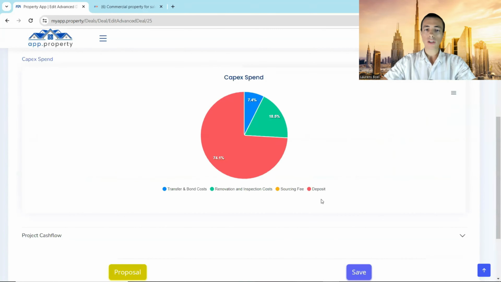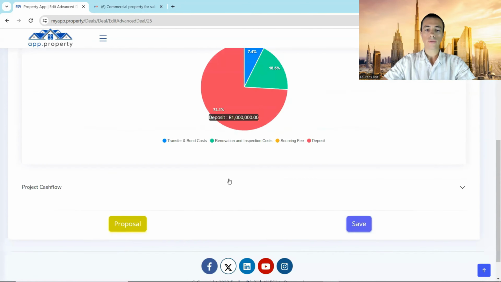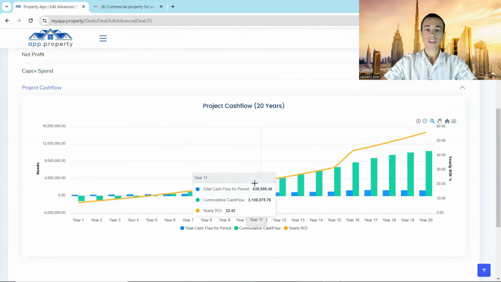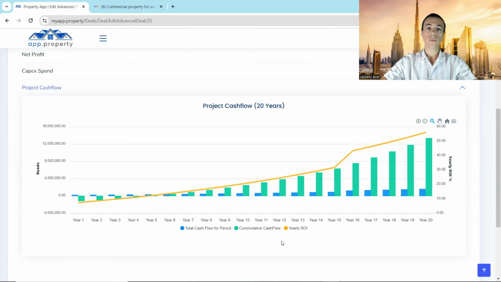Your capex spend is showing you where most of your capital outlay is going. So obviously your deposit is the biggest portion of the pie, followed by renovation and then your transfer fees. And then the last graph is your project cash flow. So you can see here how your project will do on a cash flow basis year on year, your cumulative cash flow, and then your ROI.